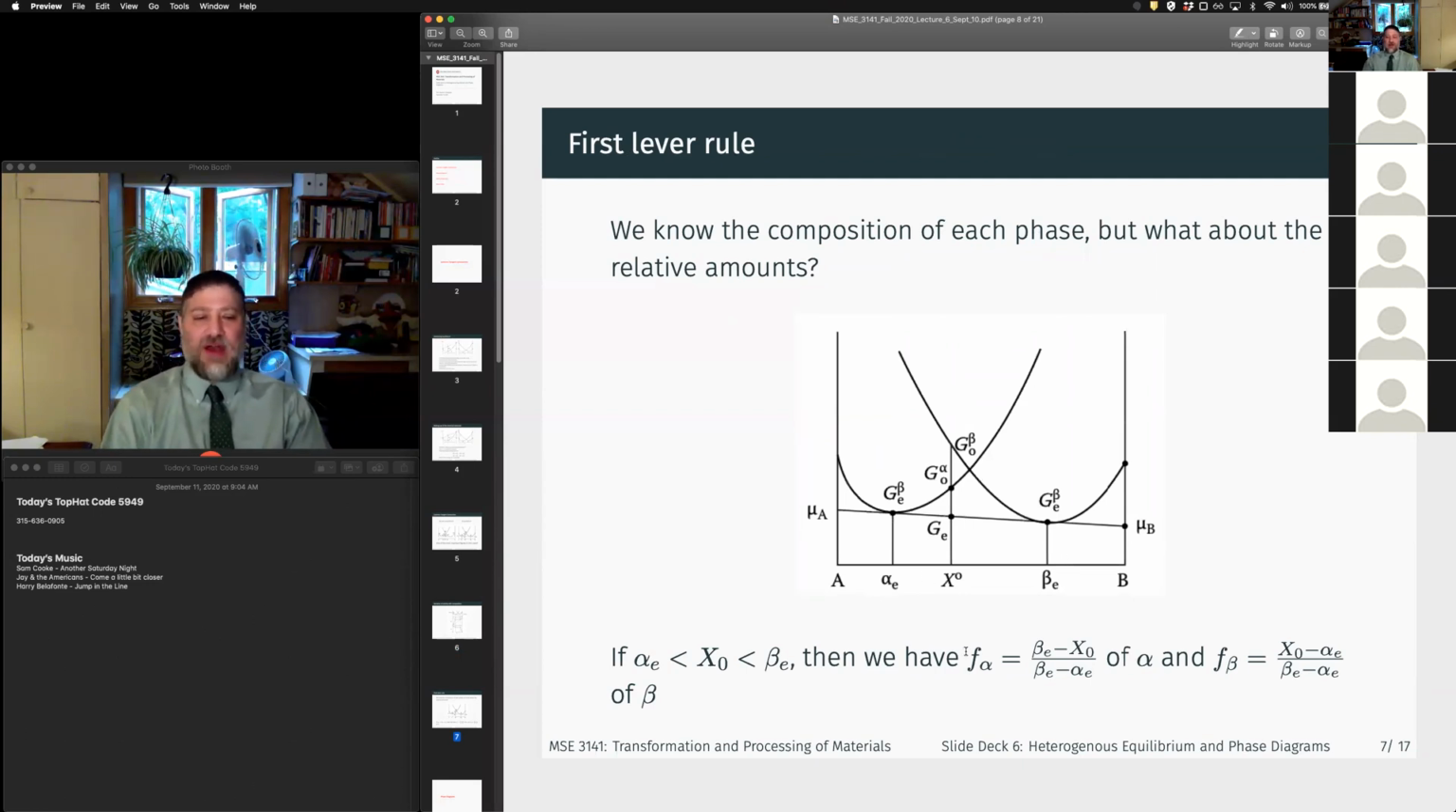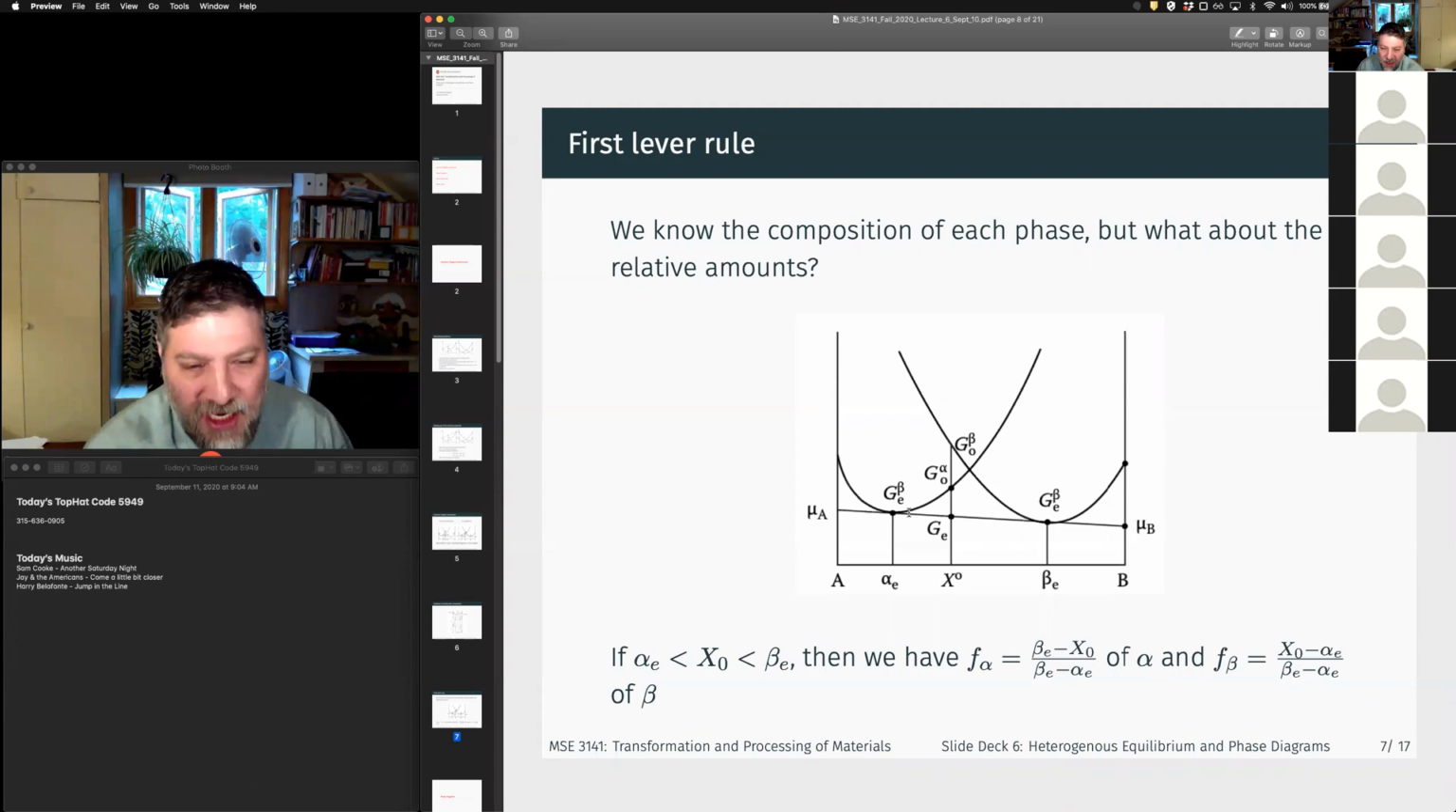relative amounts, right? And for that, we have to use a lever rule, right? So the amount of A we have is the ratio of this line length over the whole line length. And the volume fraction of B is equal to the ratio of this line length over the whole thing. So it's really an inverse lever rule, right? So the fraction of A is the length from X naught to beta equilibrium point, and the fraction of B is the ratio of alpha naught to X naught over the whole line. So it's really an inverse rule, but it makes sense, right?